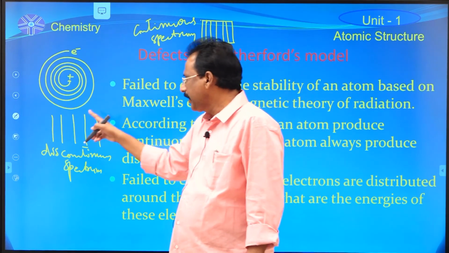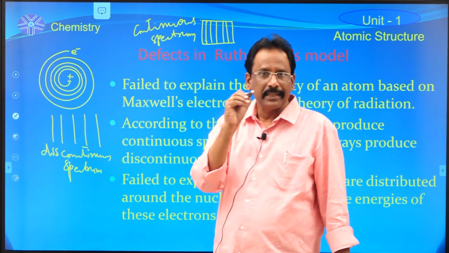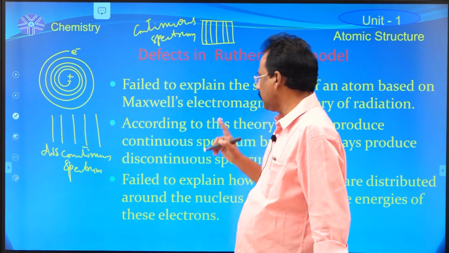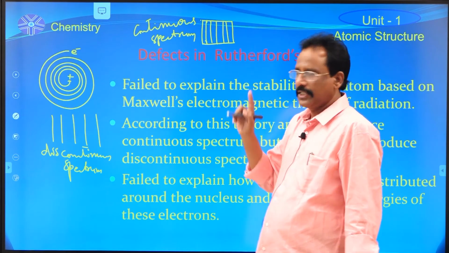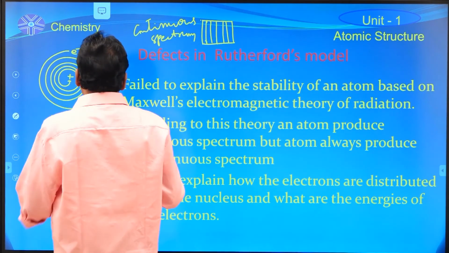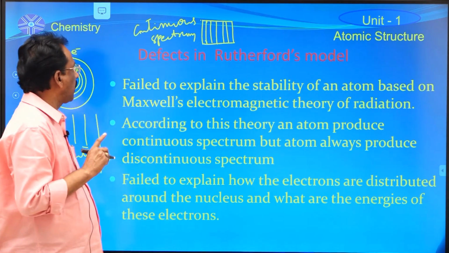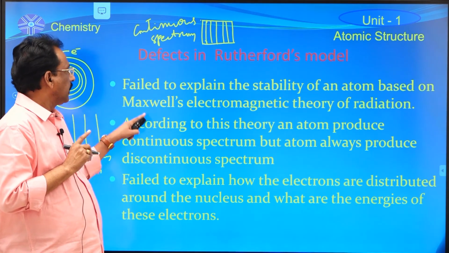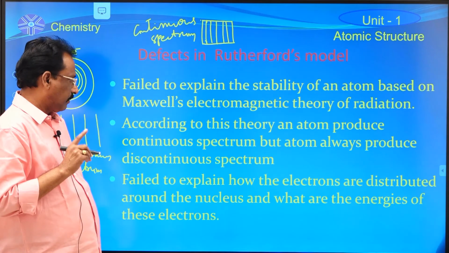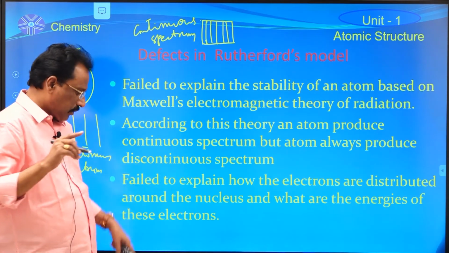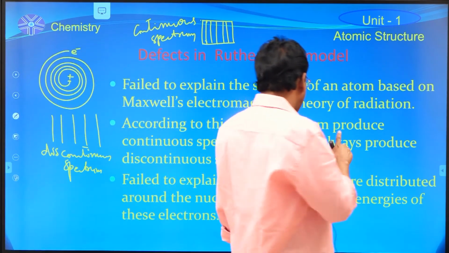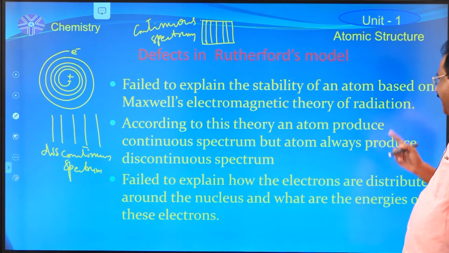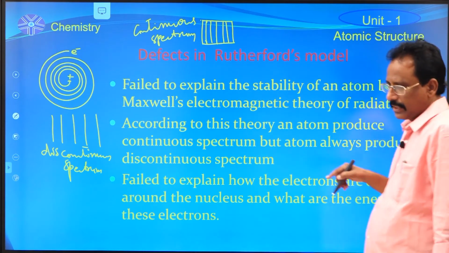That means in between the lines there should be a certain gap. That means this is just opposite to the concept. Atoms always produce discontinuous spectra but not continuous spectra. So this is the major fault in Rutherford's atomic model. And this model also failed to explain how the electrons are distributed around the nucleus and what about their energies.